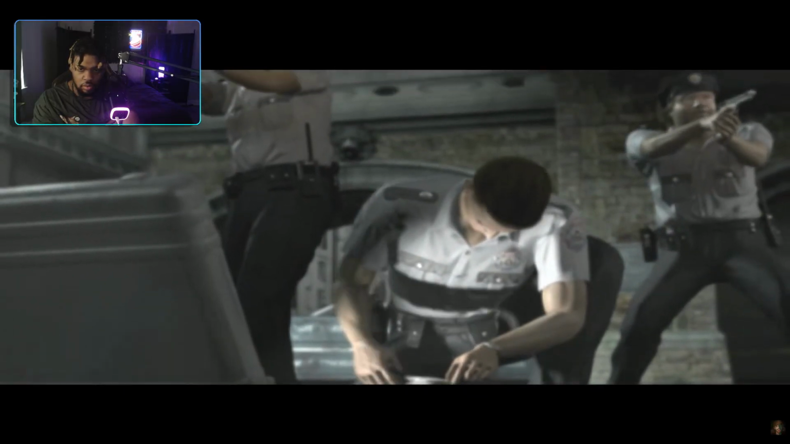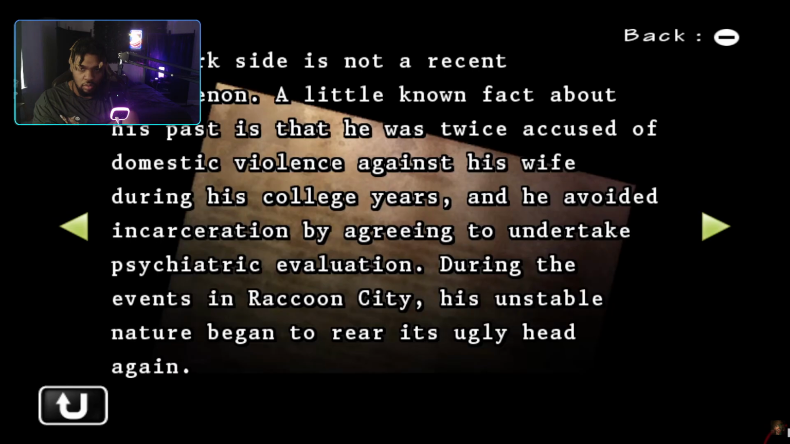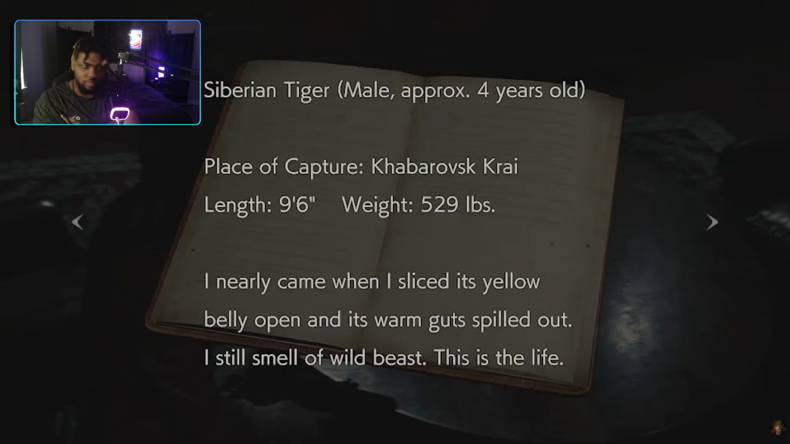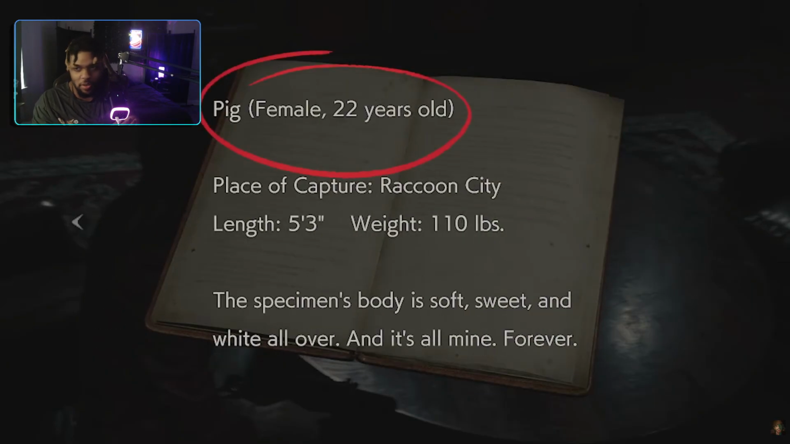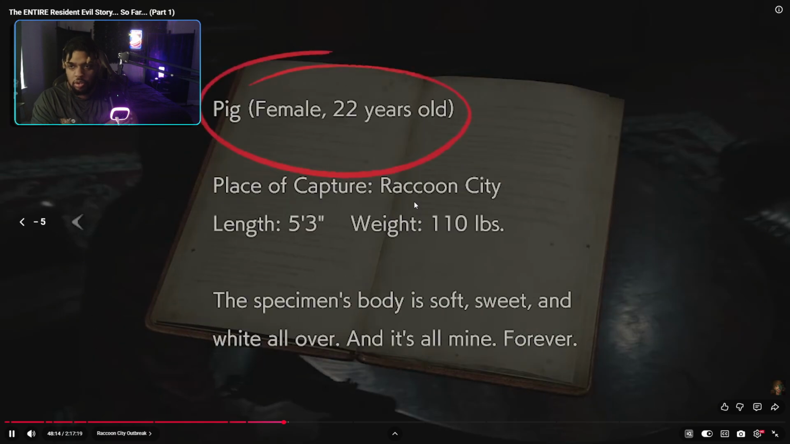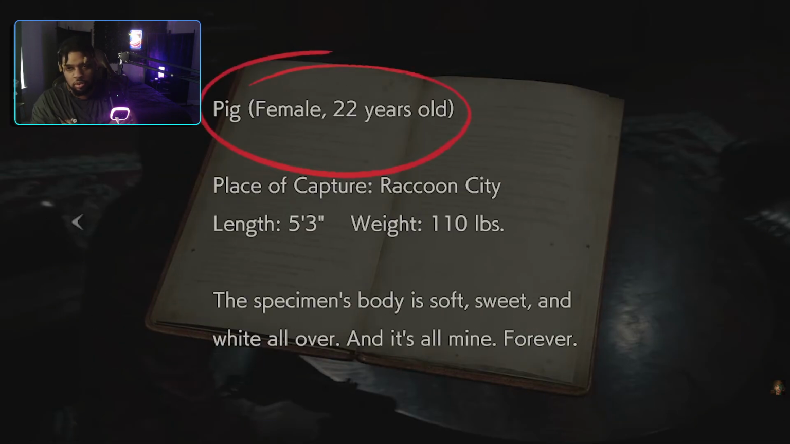A bit of background on Chief Irons. He was accused of domestic violence against his wife twice, and he only avoided prison after he agreed to undergo a psych evaluation. Irons liked to hunt, and as a fully fledged typical psychopath, he saw his chance to finally be able to hunt and kill humans, young women in particular.